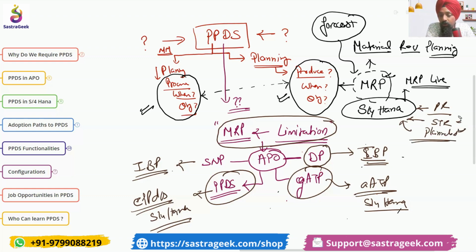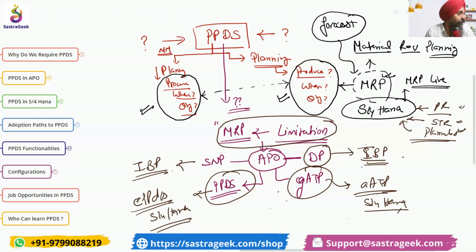PPDS can also do all these things. PPDS can give you purchase requisitions, STRs and planned orders. So it is very important to understand what scenarios are not supported in MRP, material requirement planning, which would be supported through PPDS. Does anyone know what those scenarios are?